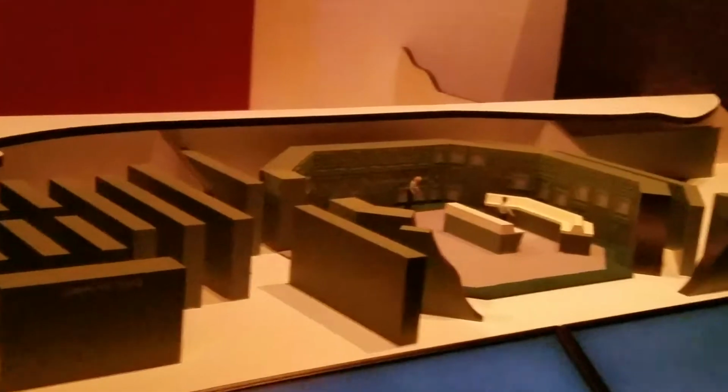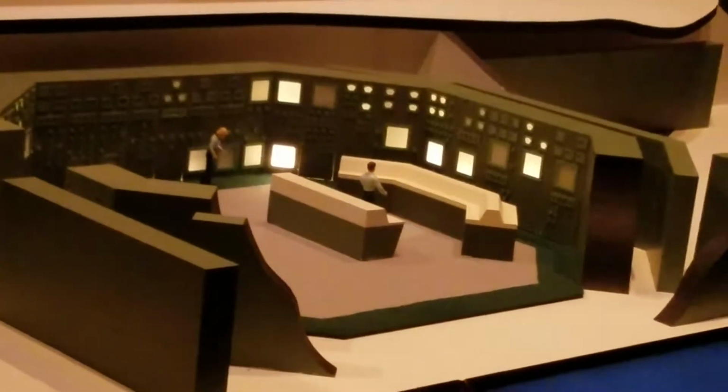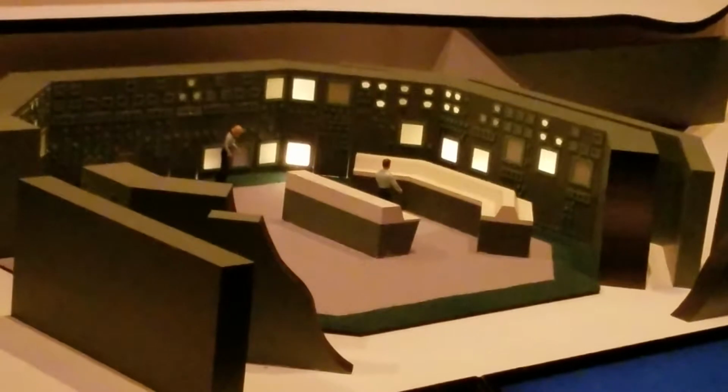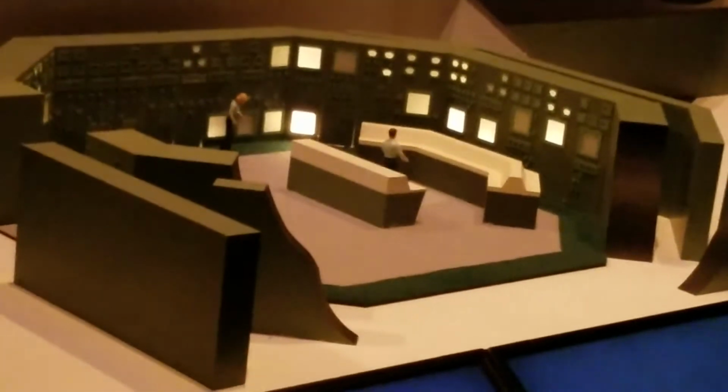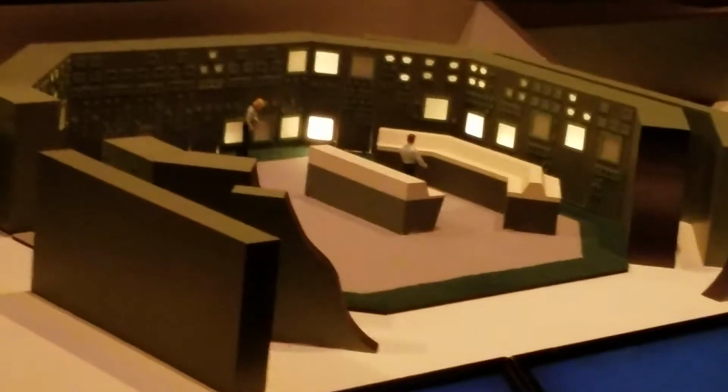Here in the control room, computers receive, store, and process information to help operators keep all systems functioning in unison for optimal plant performance.